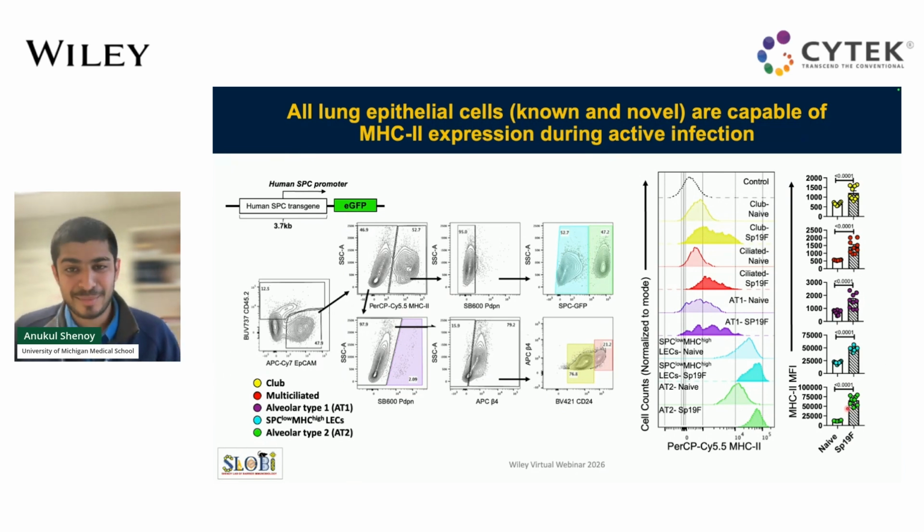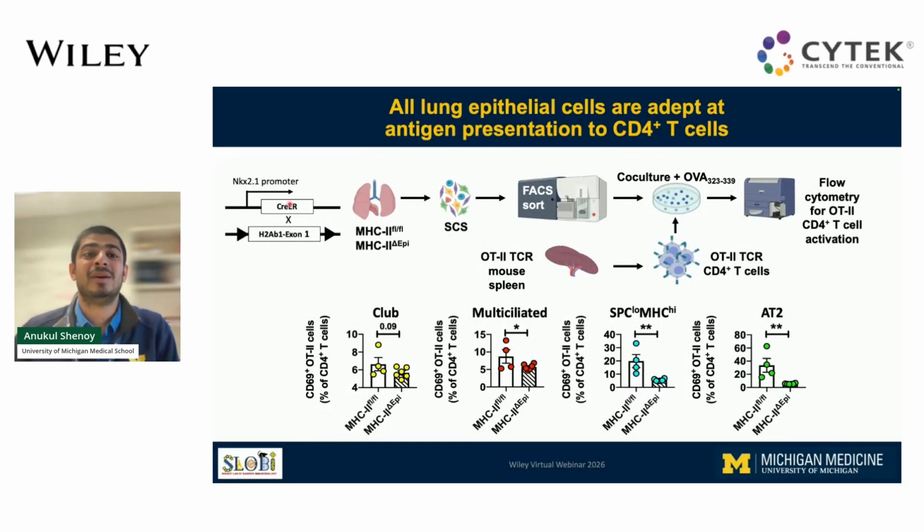Now, you can have all the MHC under the sun, but that doesn't mean you can actually present an antigen to the T cell. So to test if the epithelial cells truly are antigen presenting cells to the T cells, we essentially created a mouse where we knocked out MHC class 2 specifically in the lung epithelial cells, sorted the epithelial cells out of the lungs, co-cultured them with CD4 T cells in the same dish, and essentially asked, now can the epithelial cell activate the T cell in a simplistic tube?